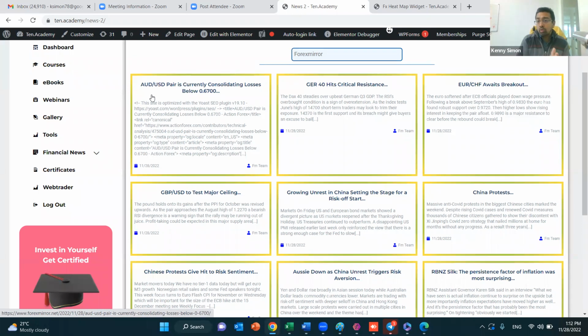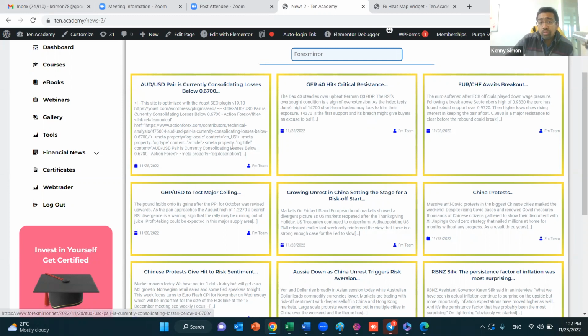Now, this is where we then go on to the heat map as well, to notice what are the most moving currencies and currency pairs that are hinting us a little bit of a trend that is taking place at this moment of time.